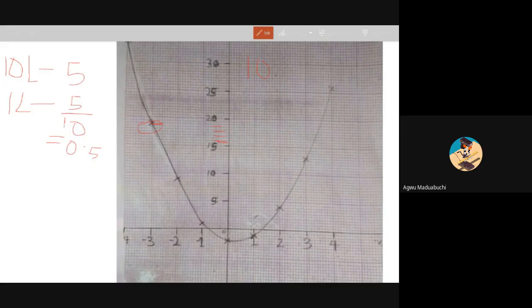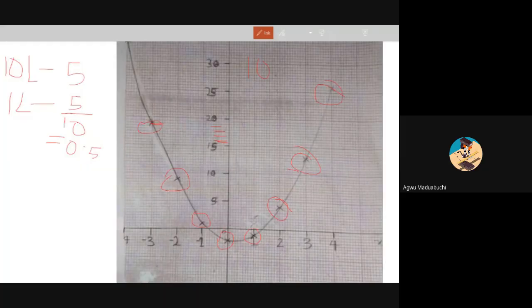Then same thing, when x is -2, y is 9. When x is -1, y is 1. So 1 is represented by 2 lines. When x is 0, y is -2. When x is 1, y is -1. When x is 2, y is 4. When x is 3, y is 11, 12, is that 12? So that was how each point is gotten.